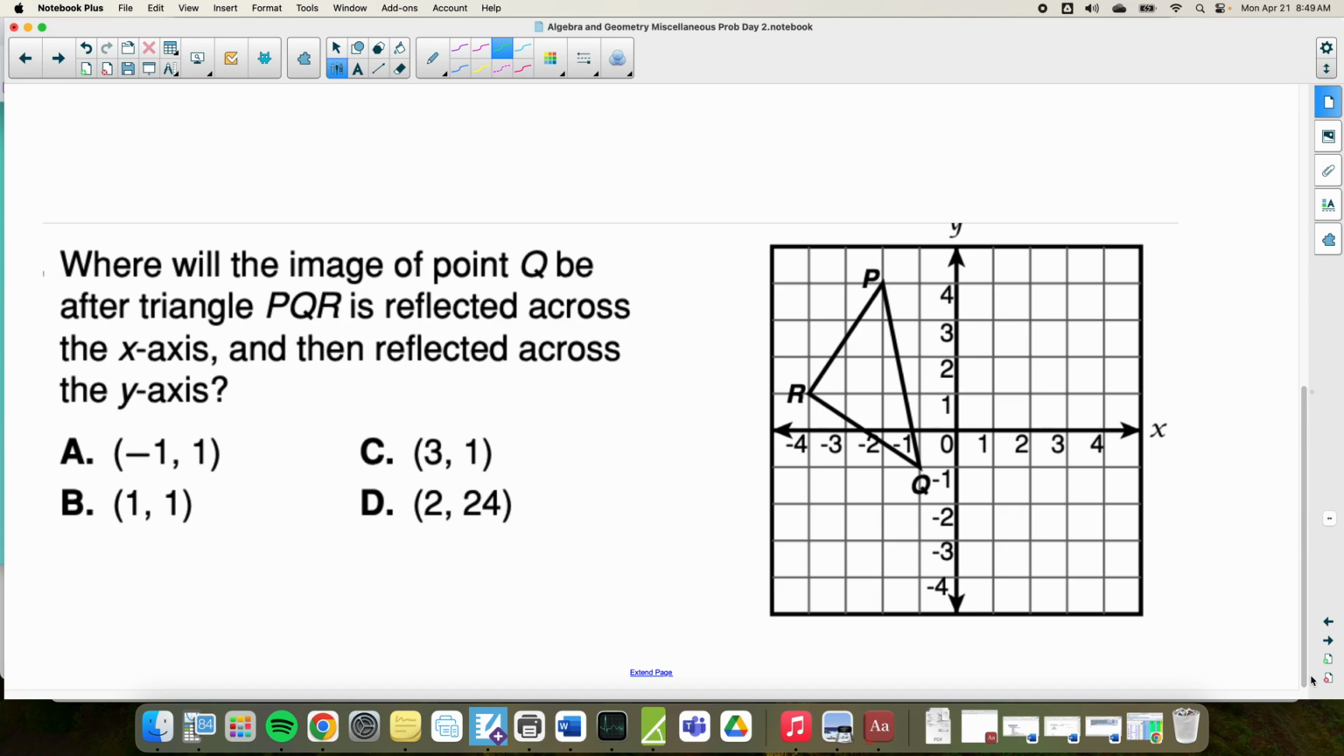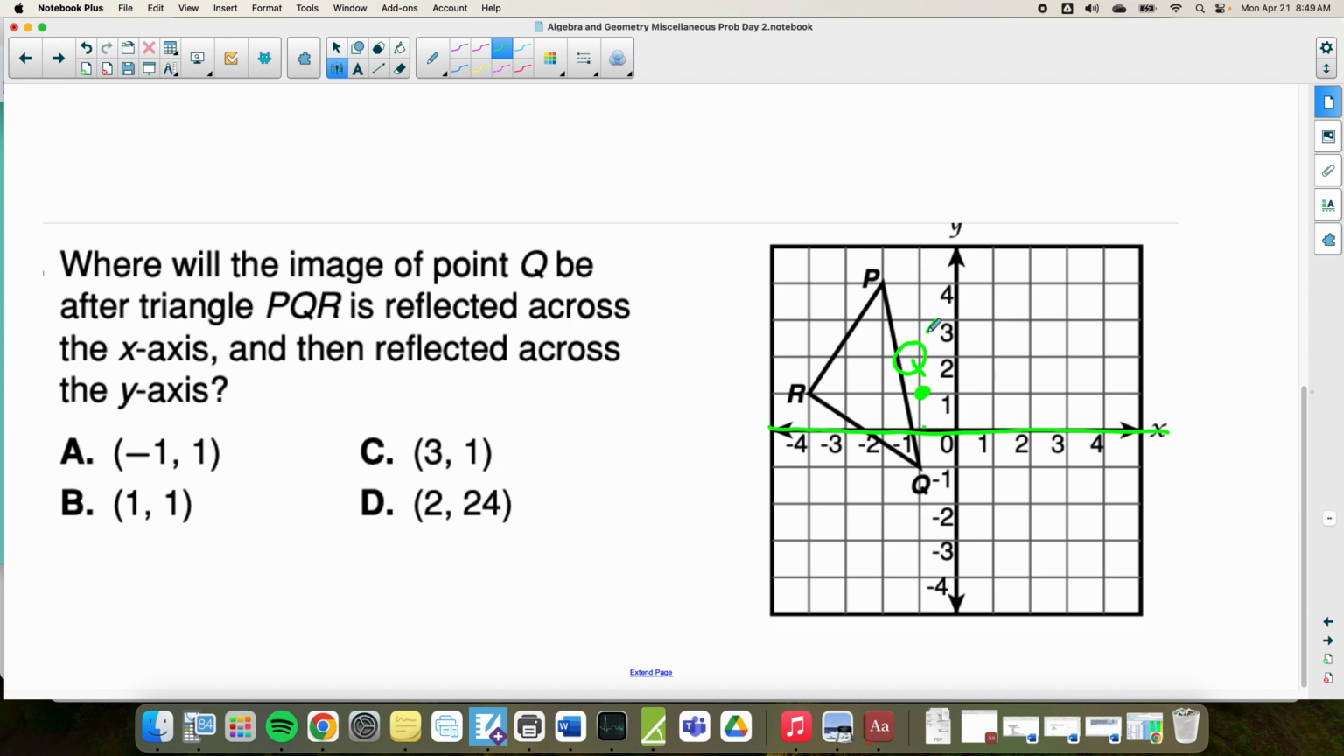Now, this one here asks us, where would the image of Q be after triangle PQR is reflected across the x-axis? So Q is reflected over this x-axis first. What I would do for this one, you guys, is just count up to the x-axis. It's 1 away. So our new Q is going to go 1 in the opposite direction right here. And you can call that Q prime.